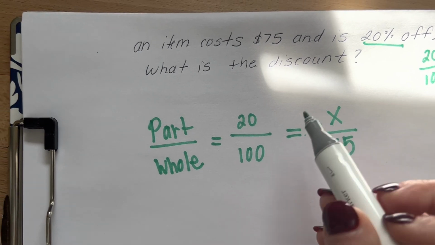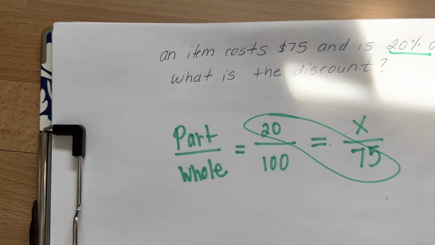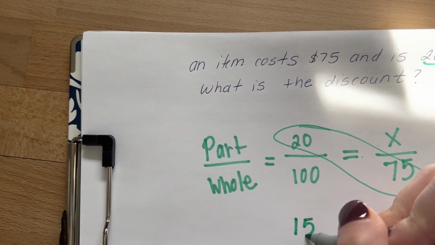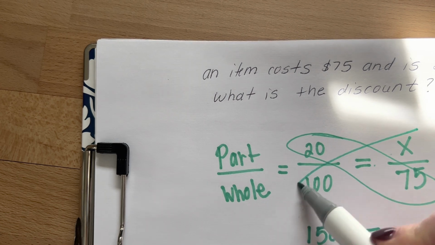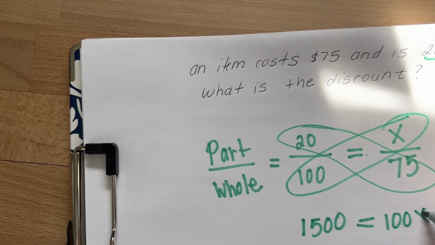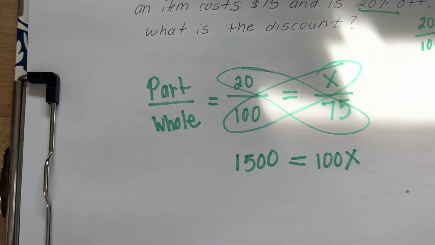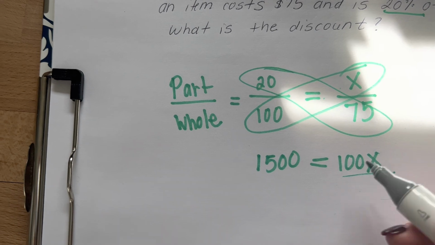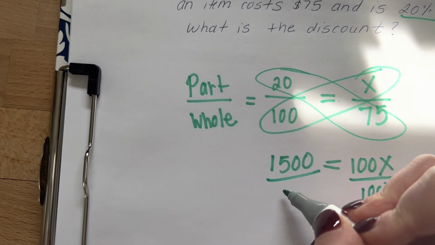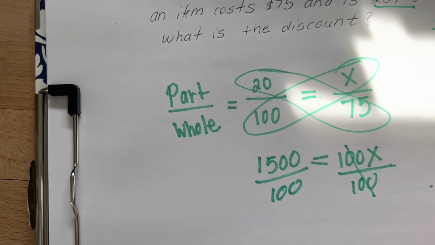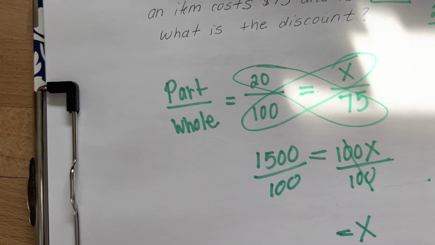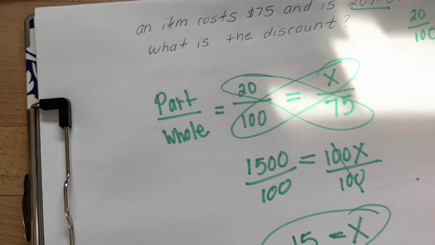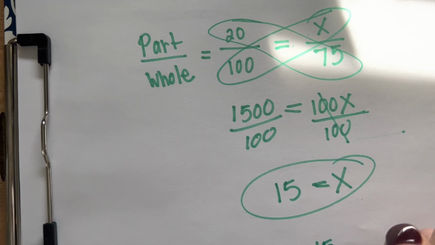So now, same as before, I'm going to cross multiply. 75 times 20 is going to give me 1,500. And then 100 times x is going to give me 100x. I want to isolate my variable, so I need to undo this multiplication by dividing. This cancels out. I'm left with x on that side, and 1,500 divided by 100 is 15. So my discount is going to be $15.